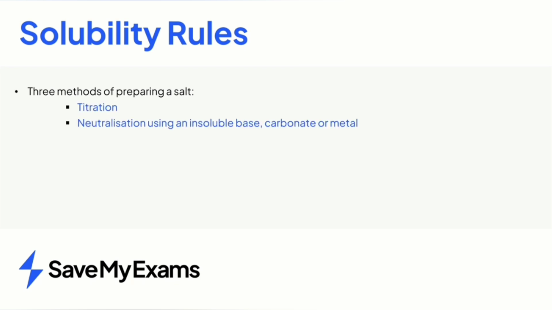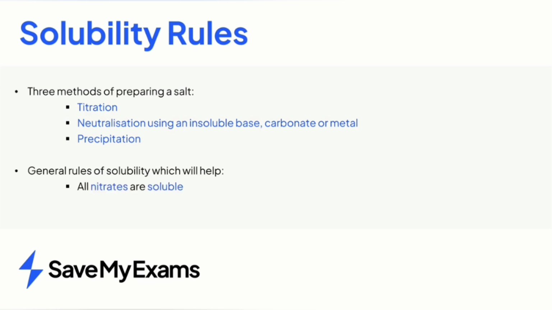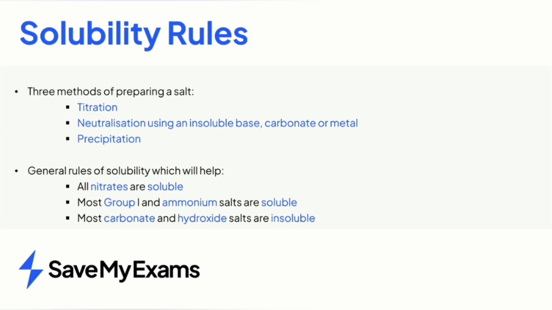In summary, there are three methods to prepare a salt: titrations, neutralization reactions with an insoluble base, carbonate or metal with an acid, or precipitation. It is important to learn the solubility table, but there are some general rules of thumb that can help you. All nitrates are soluble. Most group 1 and ammonium salts are soluble, and most carbonate and hydroxide salts are insoluble, with the exception of calcium hydroxide.